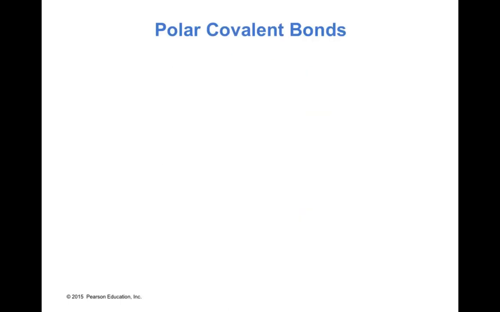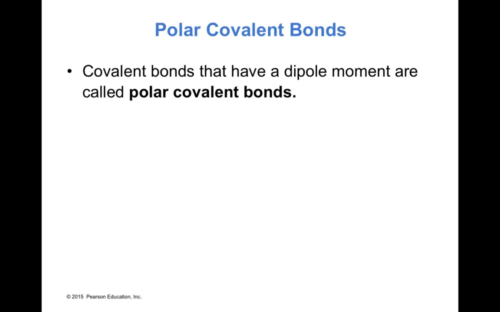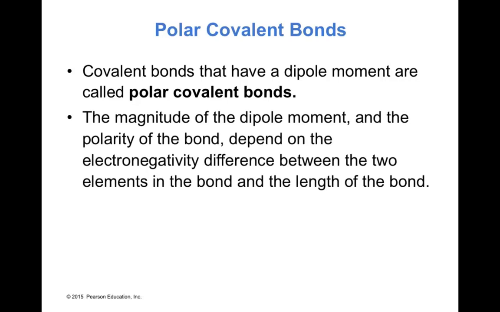And now we can talk about polar covalent bonds. The covalent bonds that have a dipole moment are called polar covalent bonds. So that means that the bond between hydrogen and oxygen is a polar covalent bond. The magnitude of the dipole moment and the polarity of the bond depend on the electronegativity difference between the two elements in the bond and the length of the bond.